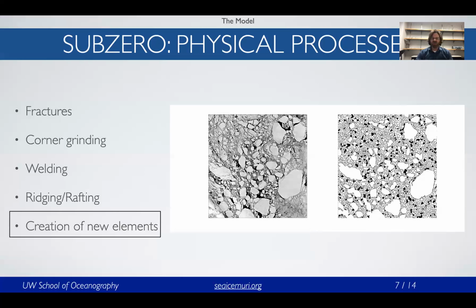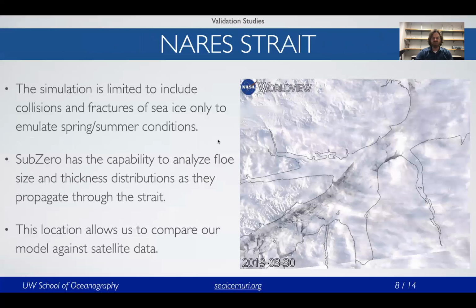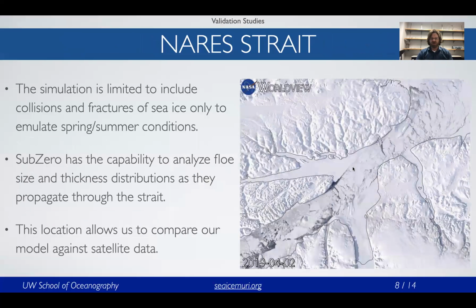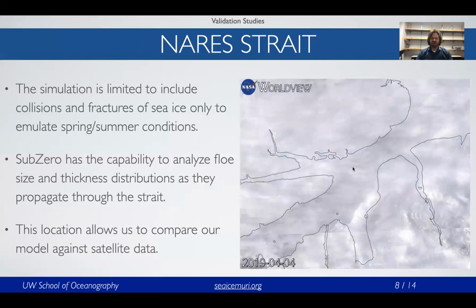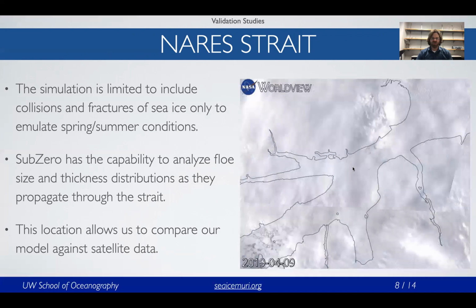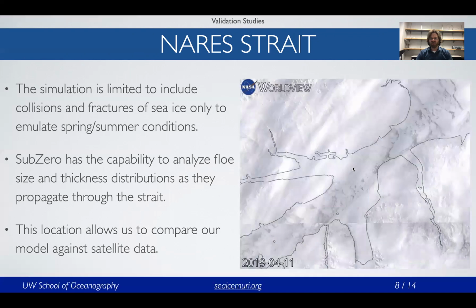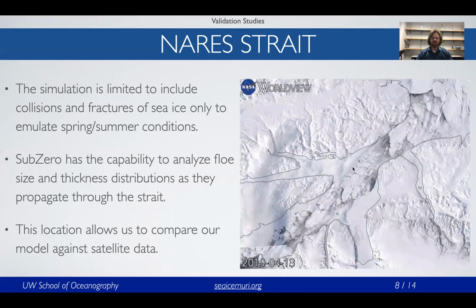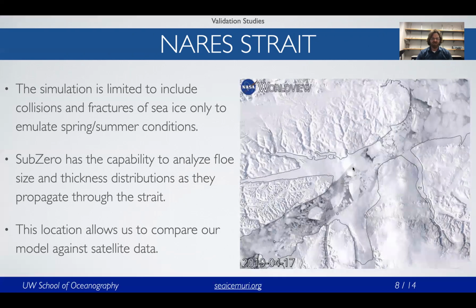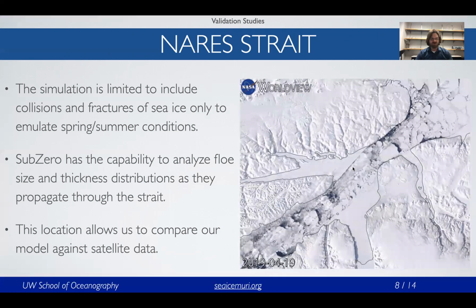And now that we have our model set up, we want to run some validation cases. We start off with the Nares Strait. The Nares Strait is a region between Canada and Greenland. As shown here, in the winter, this fills up with sea ice. Then in the spring and summertime, this sea ice will break up and move through the strait. It is a region of interest because here there's a lot of multi-year sea ice that can then move through the Nares Strait and exit out of the Arctic Ocean.